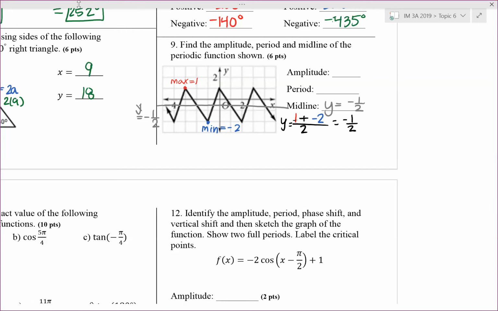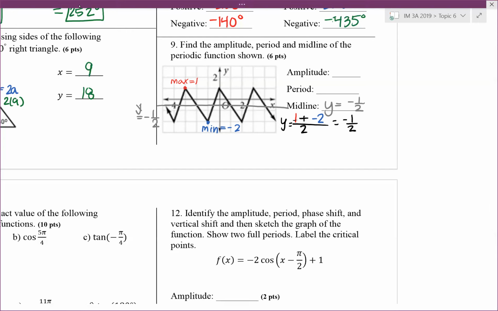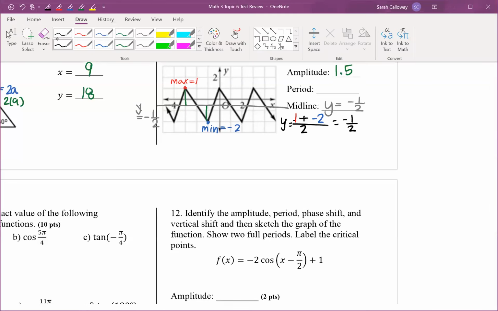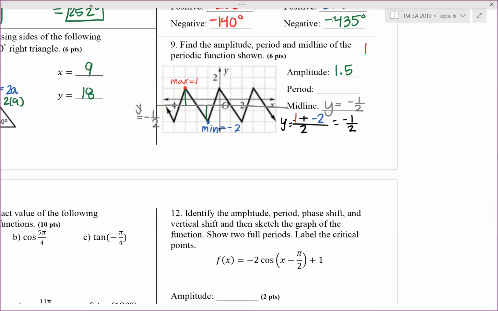Visually, we can also see the amplitude. So remember that the amplitude is the distance from the max to the midline or from the min to the midline. And so we can see visually that's going to be 1.5. If you want to use a formula for the amplitude, it's almost the same as the midline, except we're subtracting. Okay, so it's max, which was 1, minus the min, so minus the -2, divided by 2.